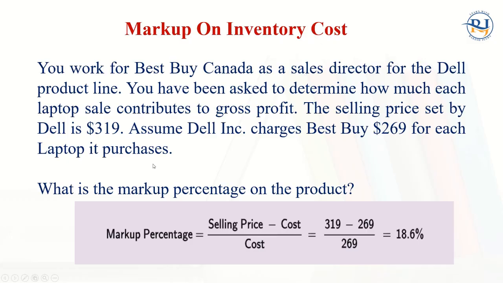You work for Best Buy, for example, in Canada as a sales director for the Dell product line. You have been asked to find out how much each laptop sale contributes to the gross profit. The selling price set by Dell is $319. Assume that Dell Incorporation charges Best Buy $269. So $269 is the cost and the selling price is $319 for each laptop. So what is the markup percentage on the product? That will be sale minus cost divided by 269, the cost. So that will be 18.6%. That will be the markup percentage.